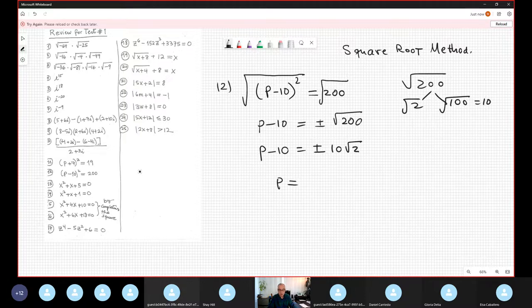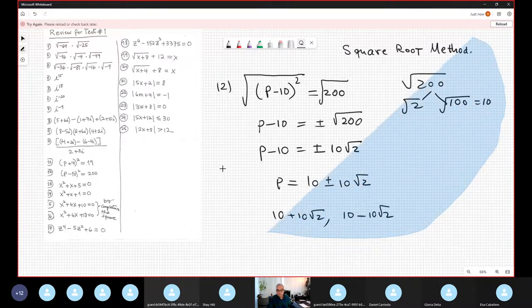Therefore, the final answer is p is equal to, move 10 to the other side, 10 plus or minus 10 radical 2. Okay, and Alex, you put 10 plus 10 radical 2, comma, 10 minus 10 radical 2. Everyone follow me? It's easy or no? Yes. Okay. That was number 12.